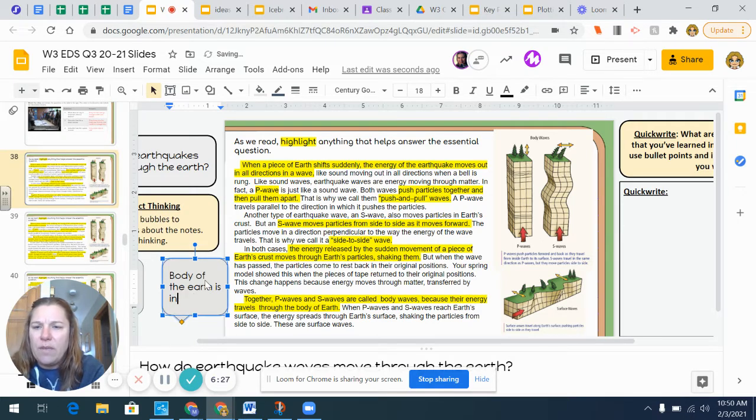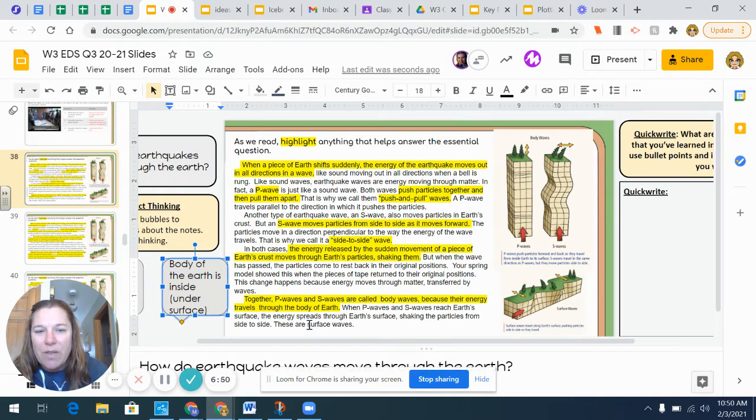I'm having a hard time typing here today. My fingers were on the wrong spot. Body of the Earth is inside, under the surface. I feel like I might need to make the text in the other bubbles smaller. Okay, so I'm going to put that there. I don't want to cover up any of the text, but I want it in this area here.